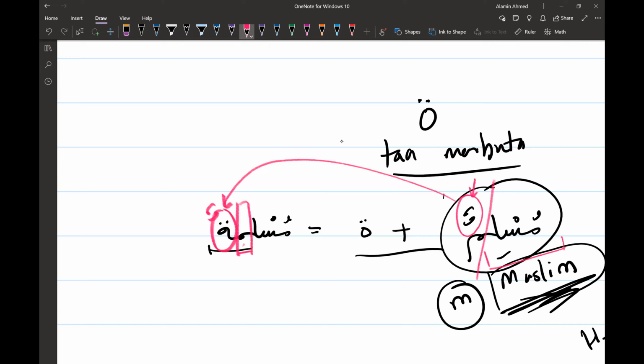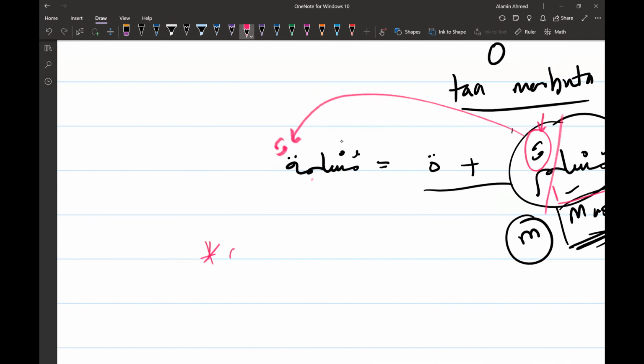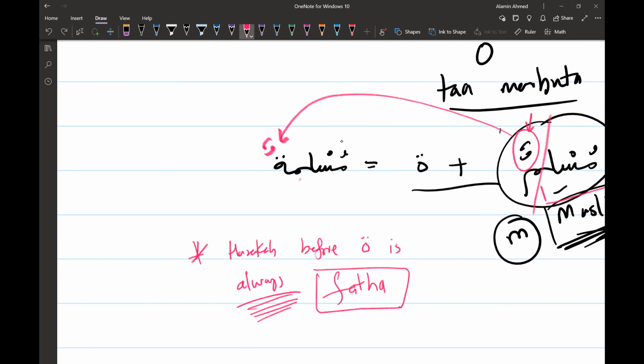So what do we put on the meem? Very easy. The rule is, know this rule. This is a hardcore rule. The haraka before ta marbuta is always, come on, I want to hear, some of you know that already. Always what? Fatha. It's always fatha.